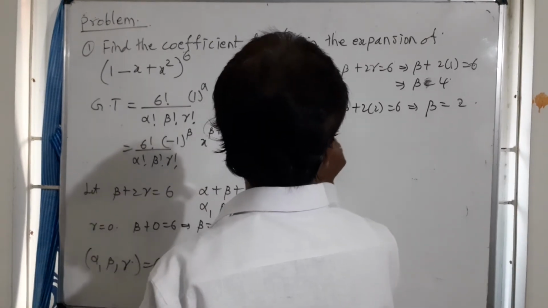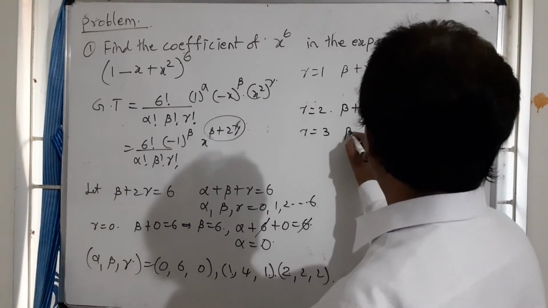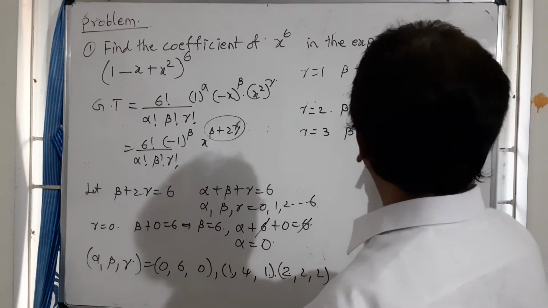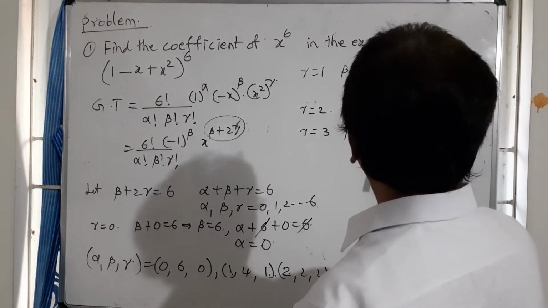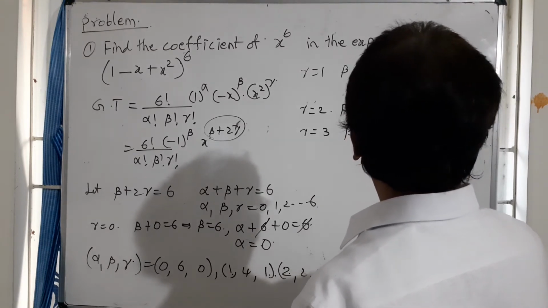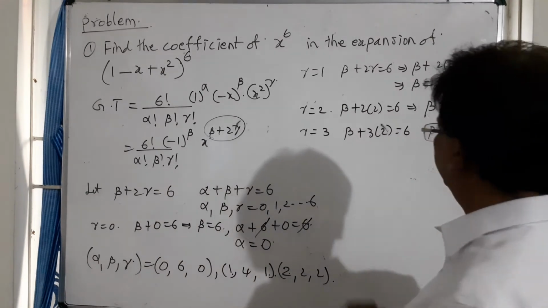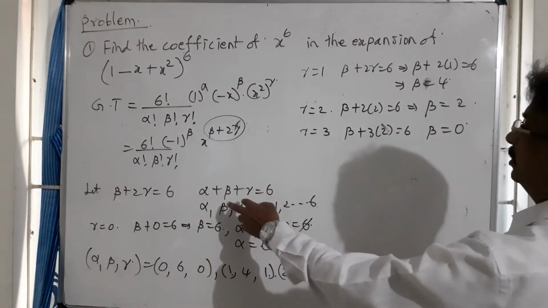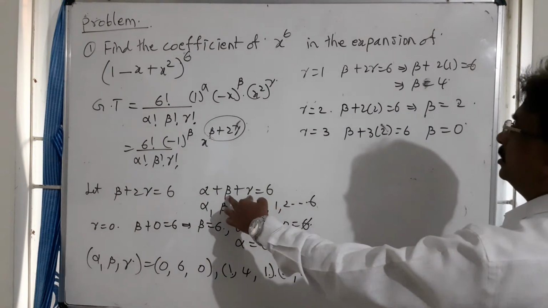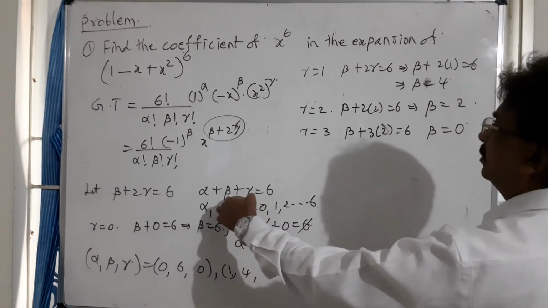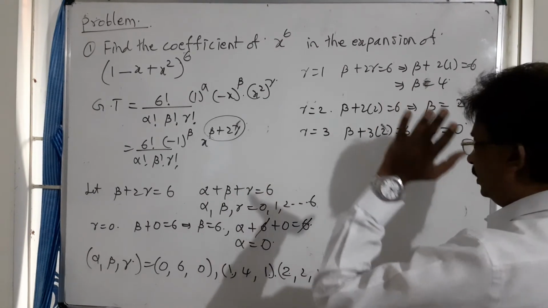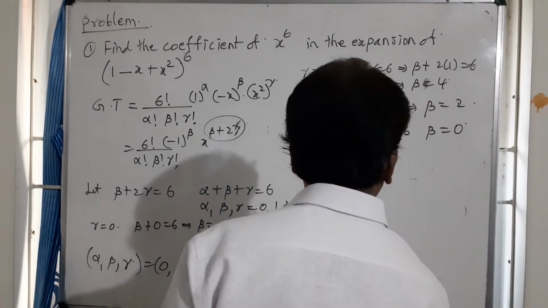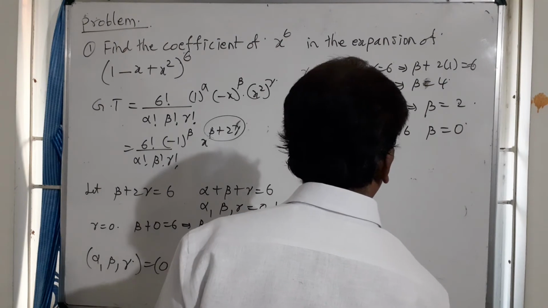Next, if you take gamma is equal to 3, beta plus 2 into 3, 3 into 2 is equal to 6. Then beta is equal to 0. So whenever beta equal to 0, put here gamma is 3, beta 0. Okay, 6 minus 3, 3. Alpha is 3. So 3, 0, 3.